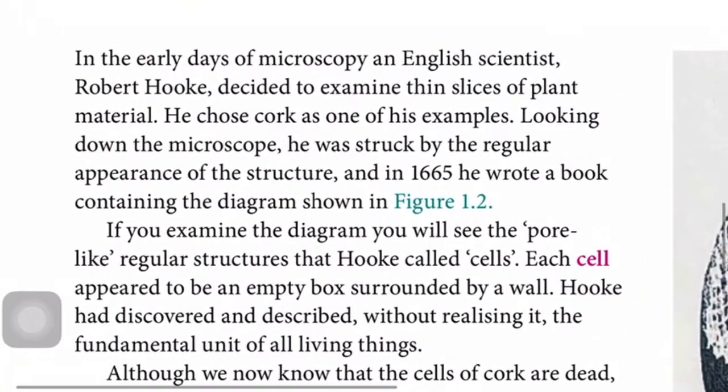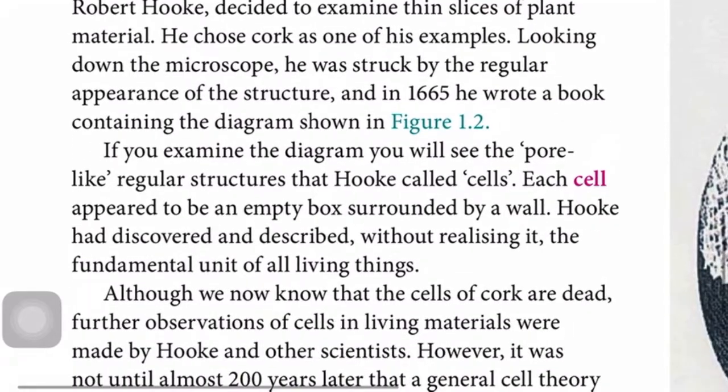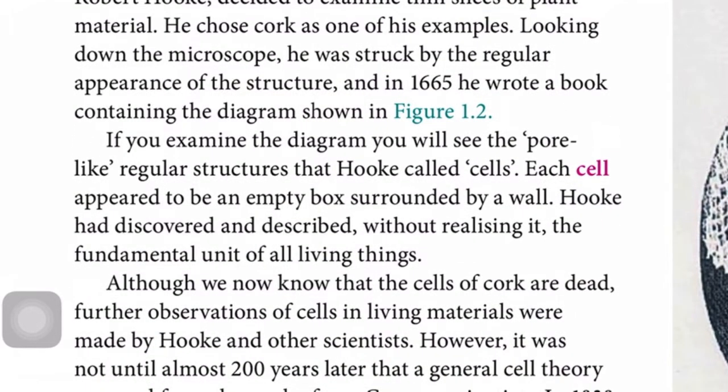Okay, so in the early days of microscopy, an English scientist, Robert Hooke, decided to examine thin slices of plant material. He chose cork as one of his examples. A mature cork cell is basically a dead cell which is found inside trees. Looking down the microscope, he was struck by the regular appearance of the structure, and in 1665 he wrote a book containing the diagram shown in figure 1.20.